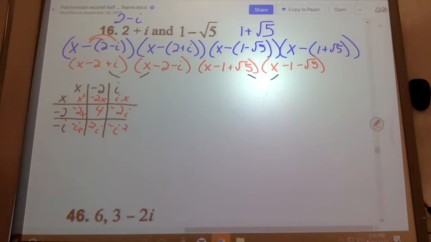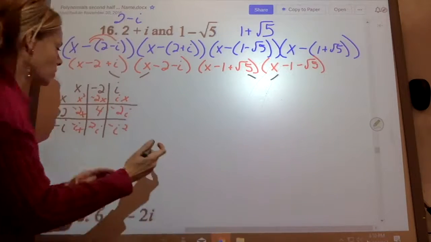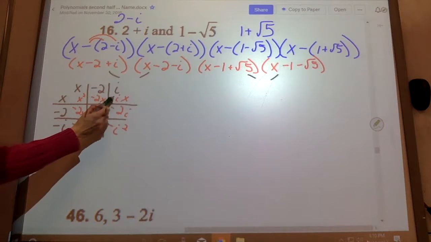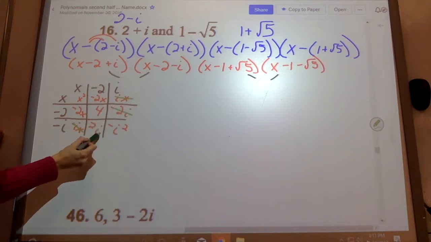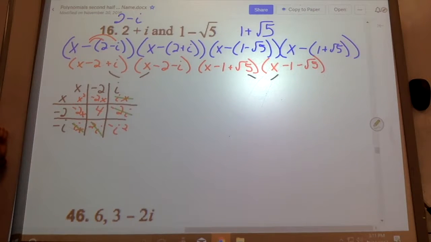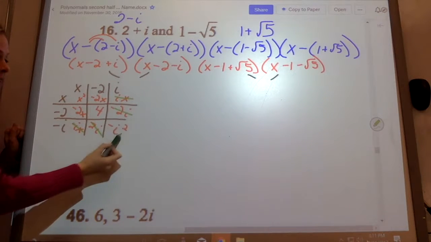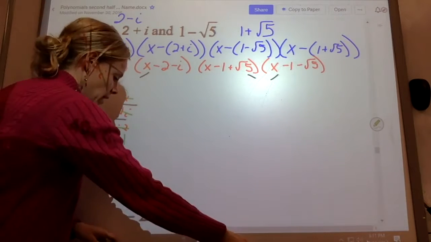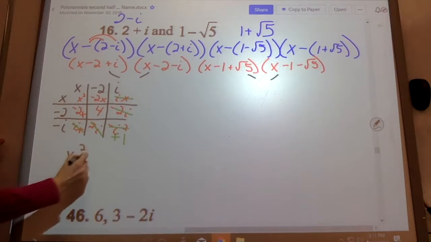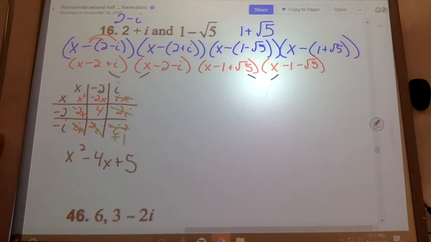So stupid. But if you look in your table, you should notice all of your i terms are going to cancel out. That'll always happen because you cannot have a polynomial with i's. So if you look at your table, negative ix, positive ix, those cancel out. Positive 2i, negative 2i, those cancel out. And what do we know about i squared? It's negative 1. So this is really negative times negative 1, which is positive 1. Combine like terms, and I get x squared minus 4x plus 5.